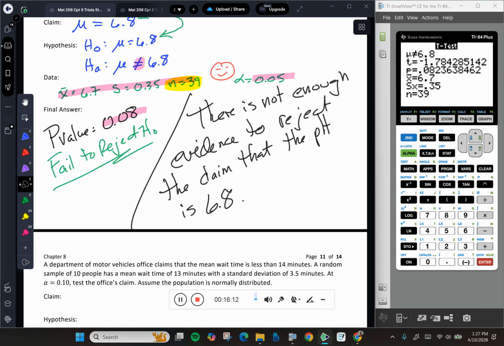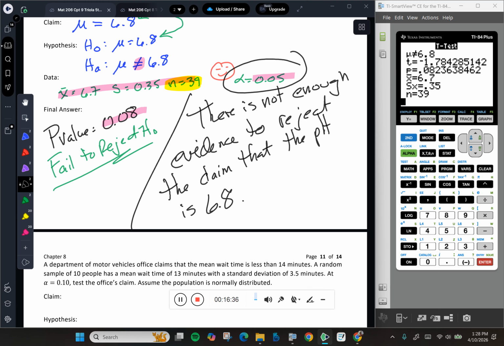6.8. Now, sometimes in this statement, someone will actually tuck in the alpha level too. They might say, at a significance level of 0.05, there is not enough evidence to reject the claim. Or they might say, there is not enough evidence to reject the claim that the pH is 6.8 with a significance level of 0.05. They might tuck this in somewhere in that sentence to tell the reader not only that it was tested, but what significance level was used.